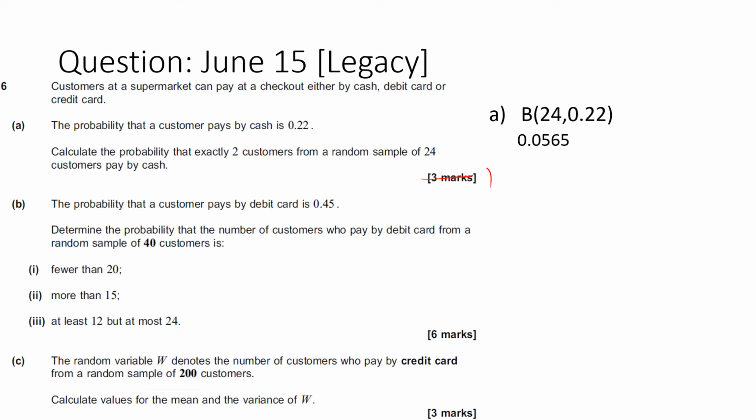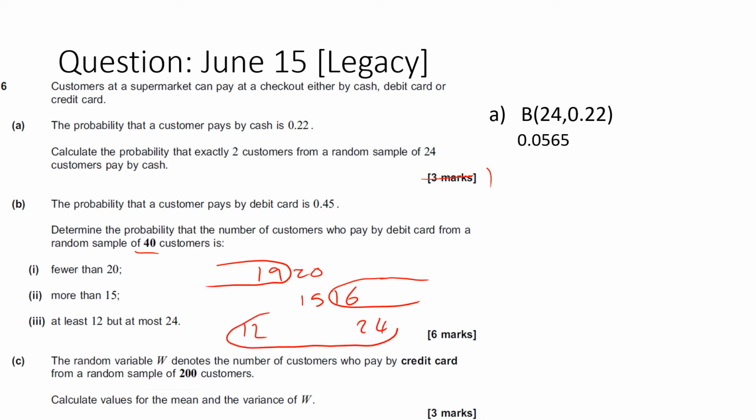Now we're on to debit card 0.45. This time for a sample of 40. Fewer than 20, we're actually going to put 19 as the upper, 0 as your lower. More than 15, you're going to put 16 as your lower, and 40, or a very large number, as your upper. At least 12, at most 24, they are actually the values we want. Because of the phrasing at least and at most, we do indeed require those.